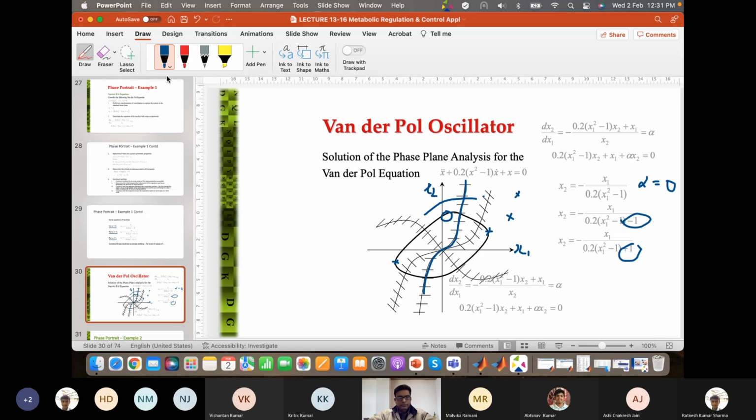Isocline, so let me use this one. So this is isocline with alpha equal to 0, right? As the first equation. This is the isocline with alpha equal to -1.